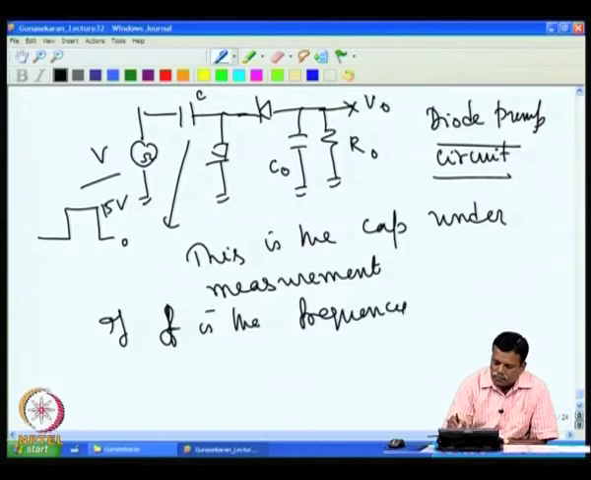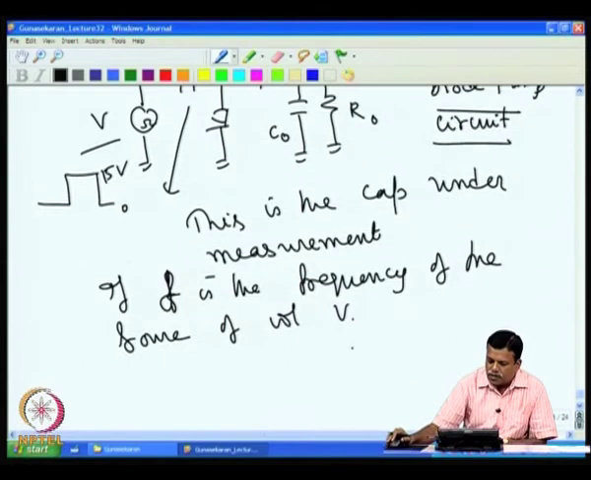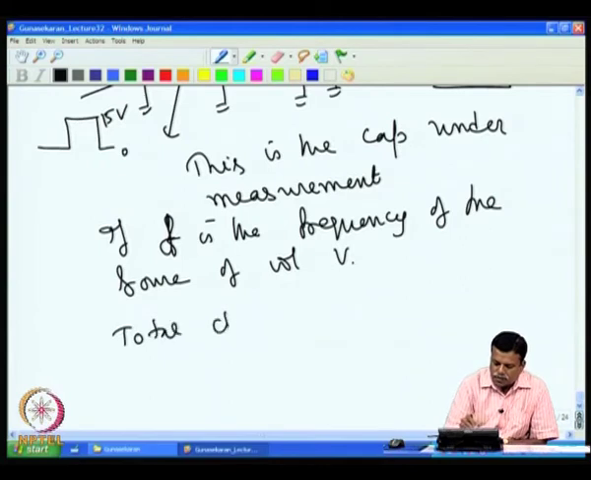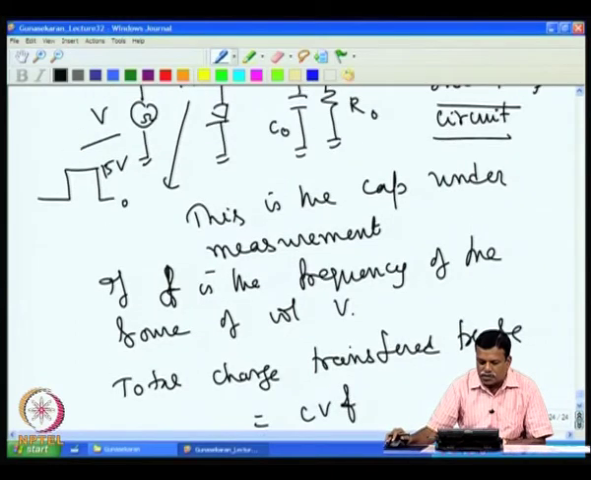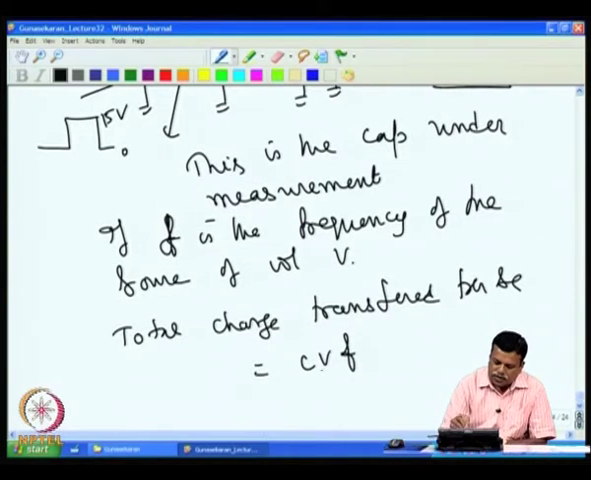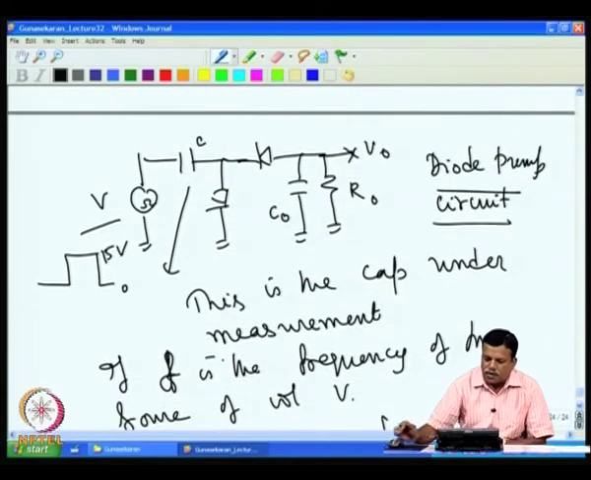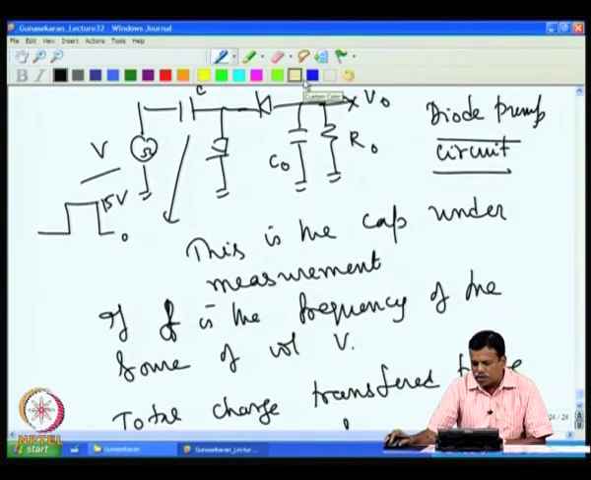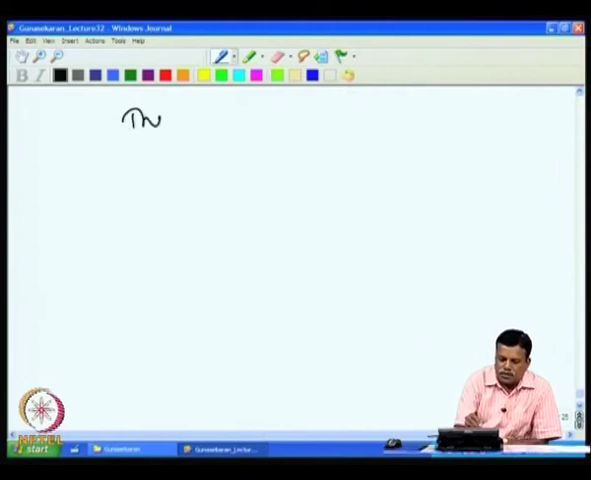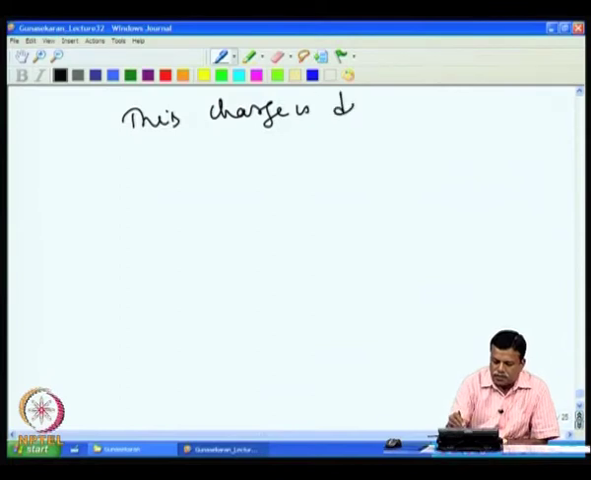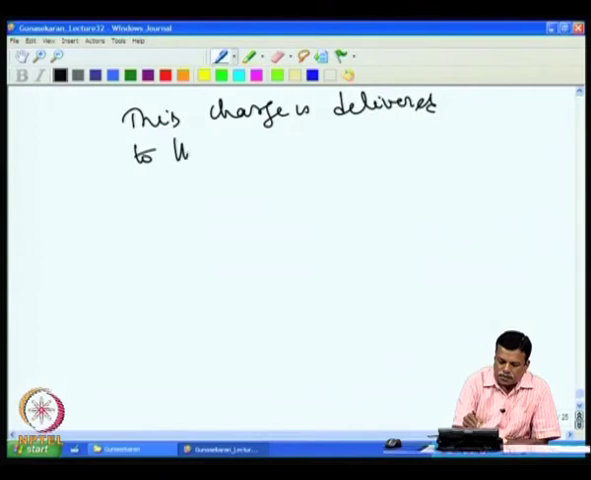frequency of the source of voltage V, then the total charge transferred per second would be C into V into F, because C is the capacitor under measurement and it is charged to V. So, the quantum of charge in one cycle is C into V, and the total quantity Q becomes CVF, so it continuously delivers charge to the output capacitor C naught.